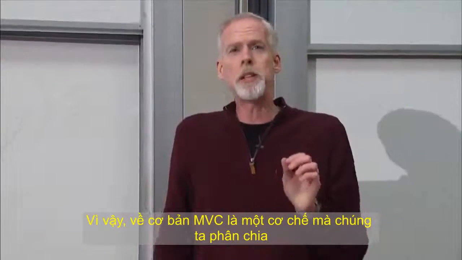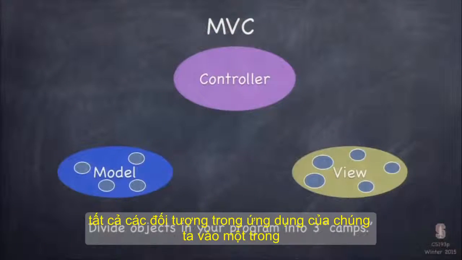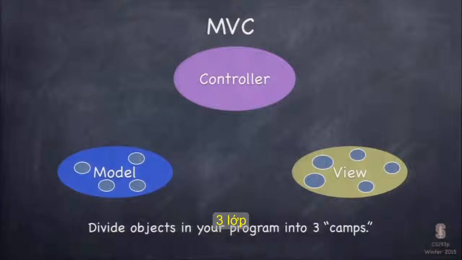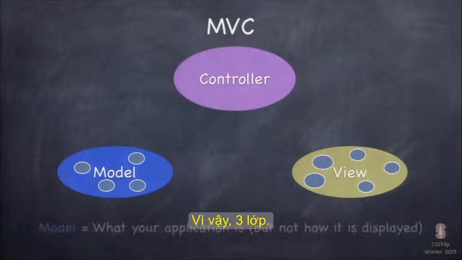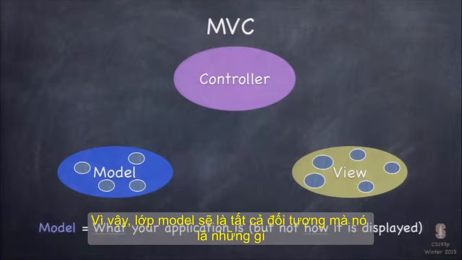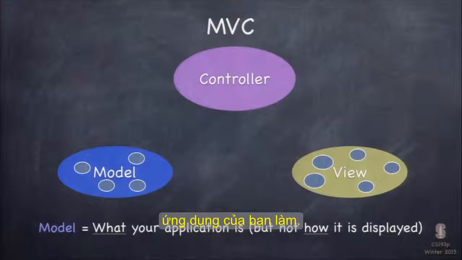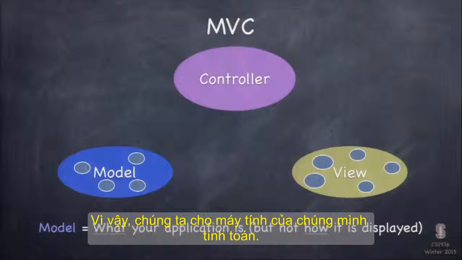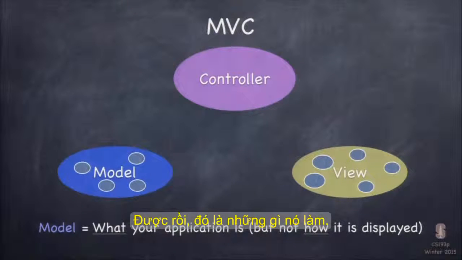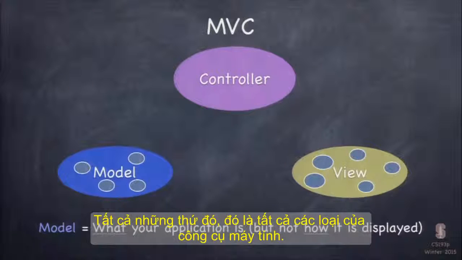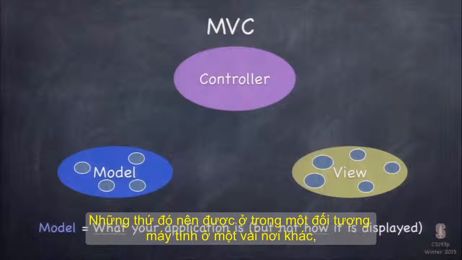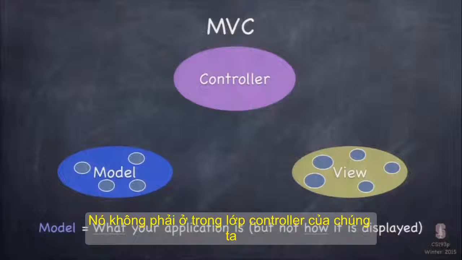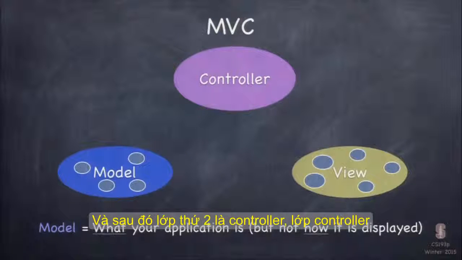MVC is basically a mechanism where we divide up all the objects in our application into one of three camps. On the left you see the model. The model camp is all the objects that are what your application does. For our calculator, it calculates. That's what it does. So all the parts where we're doing perform operation and all that stuff, that's all calculator stuff. That should be in a calculator object somewhere else. It shouldn't be in our controller.